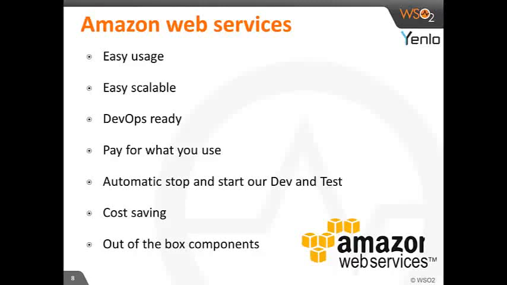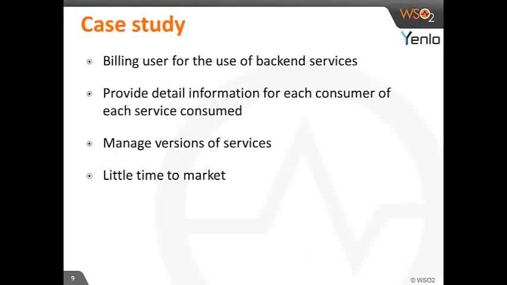So, getting to the case study we are going to provide the audience today: billing the users or consumers for the use of backend services. We should provide detailed information for each customer of each service consumed, such as time and date, how many attempts, parameters, etc. This information can be used to justify the bill sent to the client. Managing versions and services is very important since the services are constantly changing and improving. The big challenge is that this system needs to go online very soon in order to start billing the services that are already available for the clients and for further services.